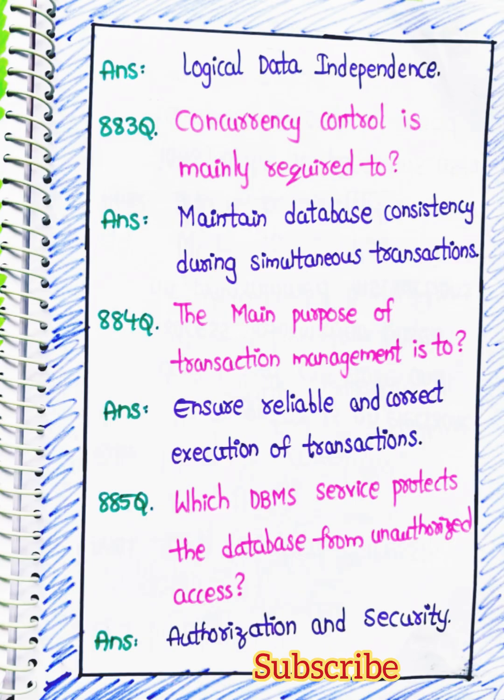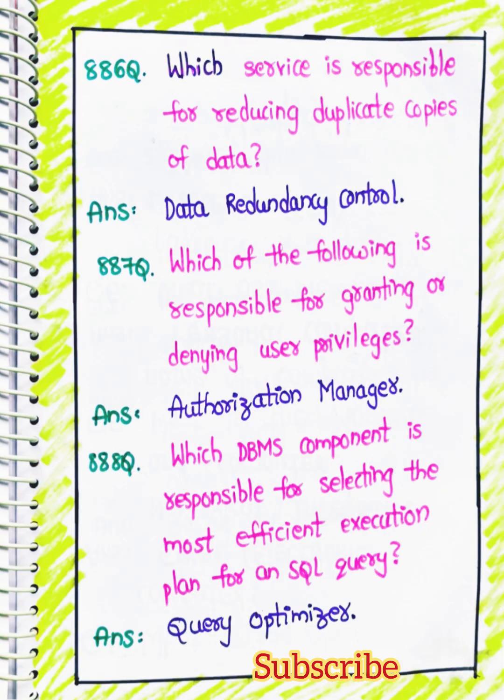Which DBMS feature allows changes in the conceptual schema without affecting external schemas? Logical data independence. Next question, concurrency control is mainly required to maintain database consistency during simultaneous transactions. The main purpose of transaction management is to ensure reliable and correct execution of transactions. Which DBMS service protects the database from unauthorized access? Authorization and security.